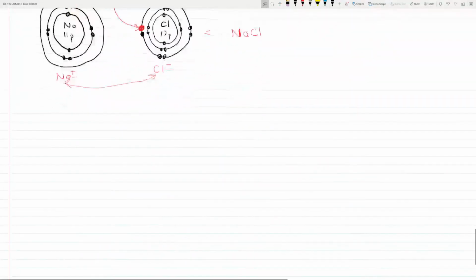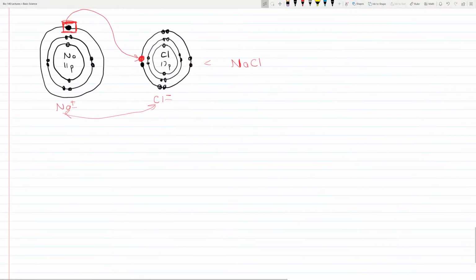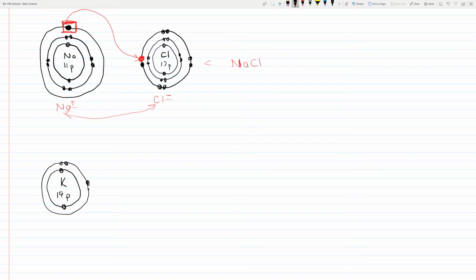So potassium is a metal, just like sodium is. Potassium, K, has 19 protons. So we're going to fill these in. Here's our first shell: 1, 2. Got our second shell: 3, 4, 5, 6.